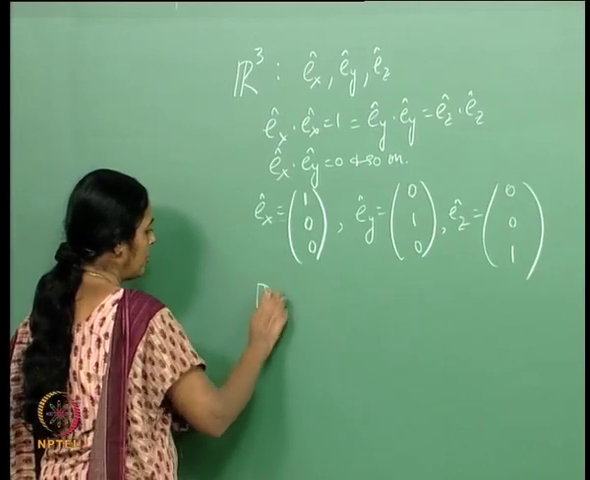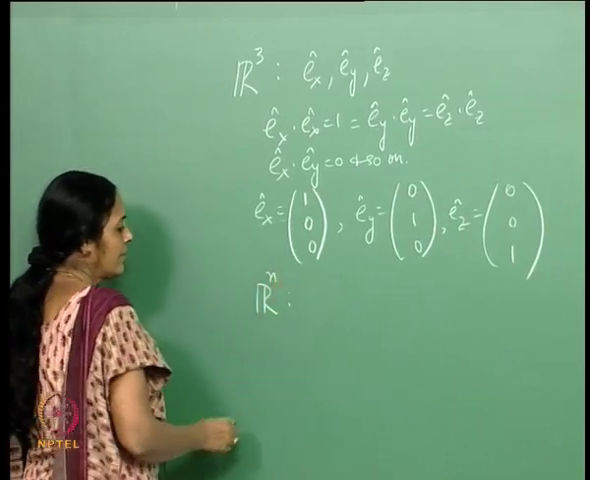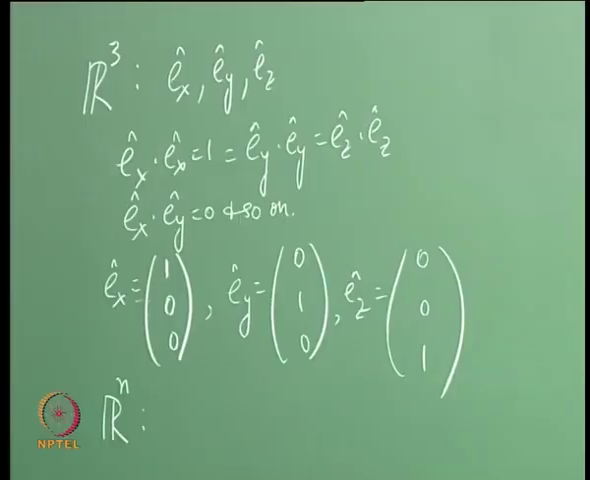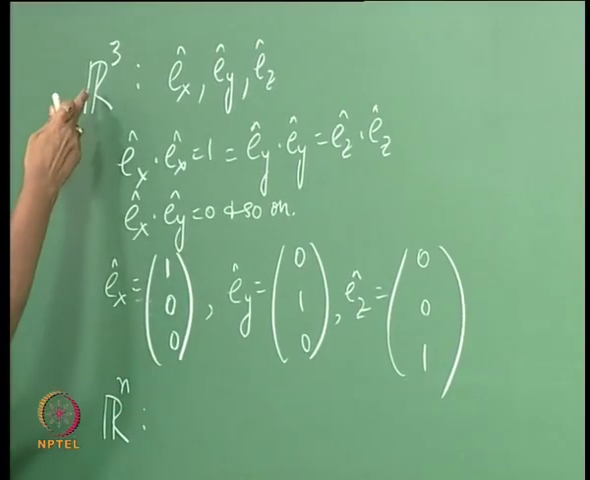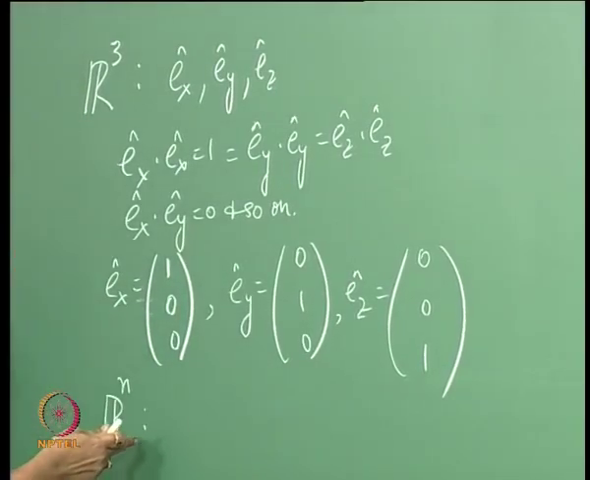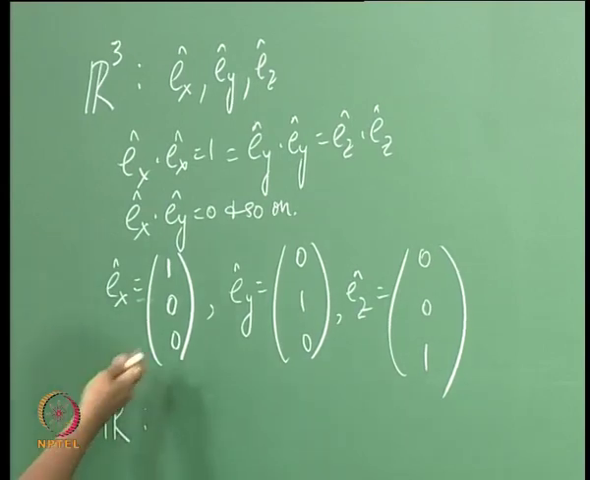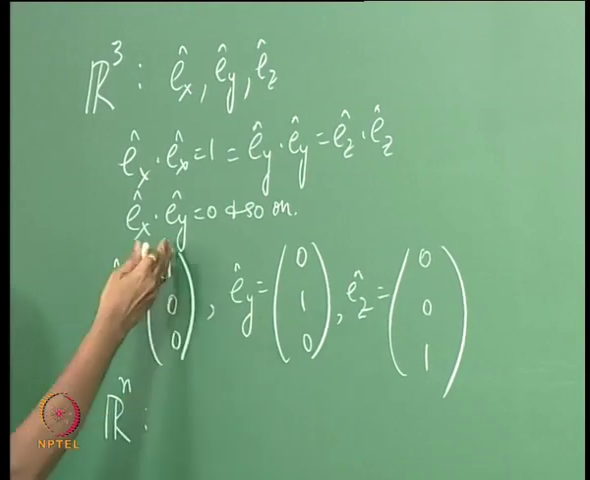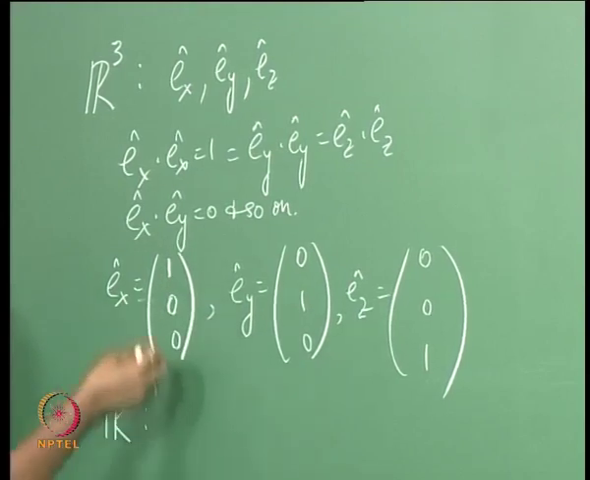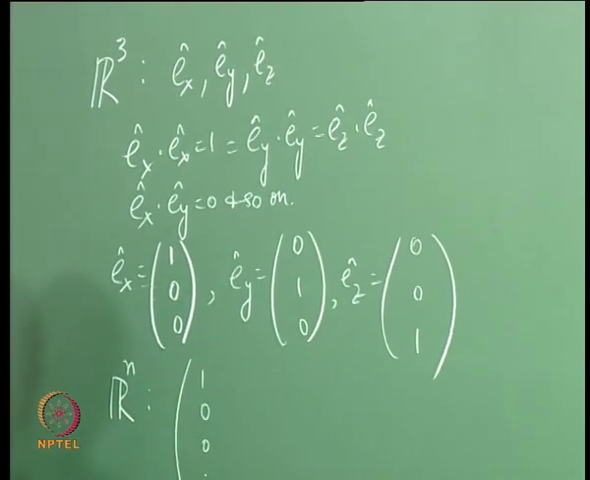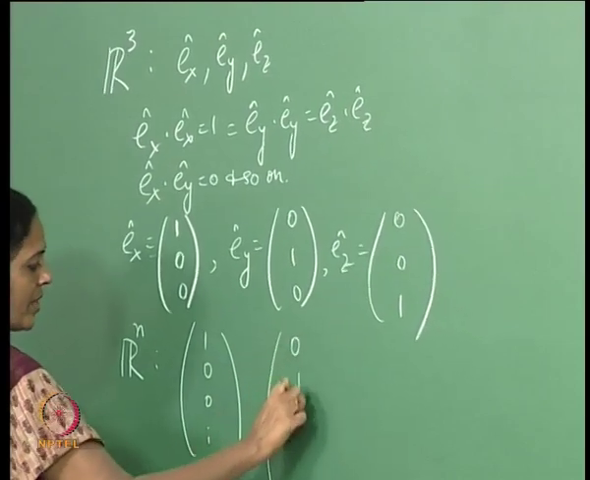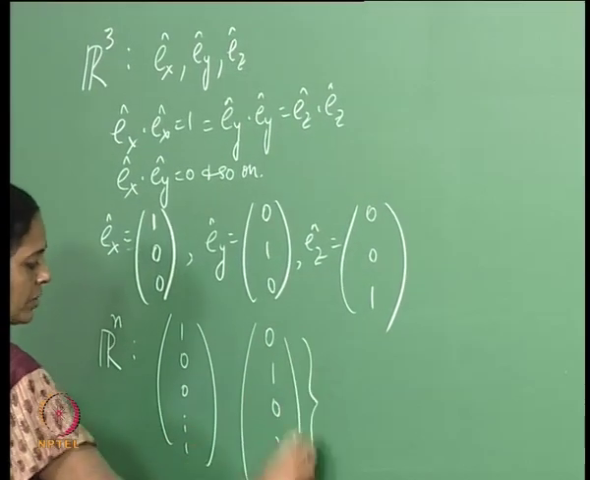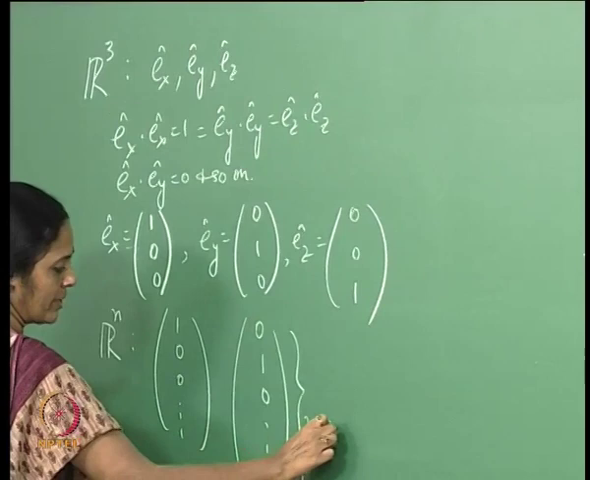I can talk of Rn, where I have extended 3 to n. So, in Rn once more, I can define n such vectors, each one being n-componented with 1 as one of the entries. So, it would be 1, 0, 0, 0, 1, 0, and this whole thing has n components.